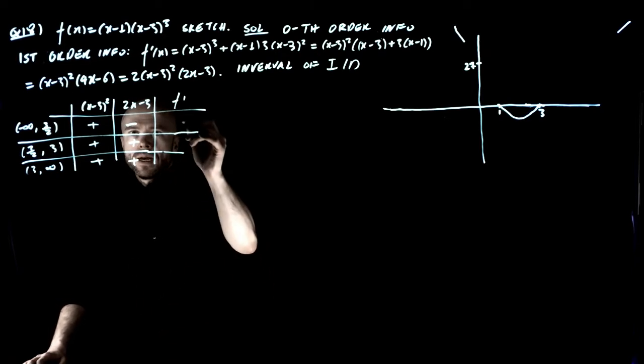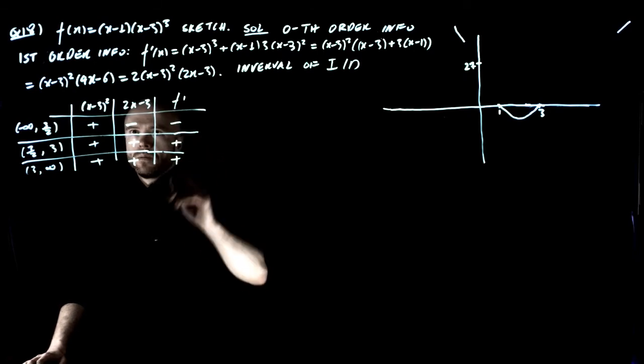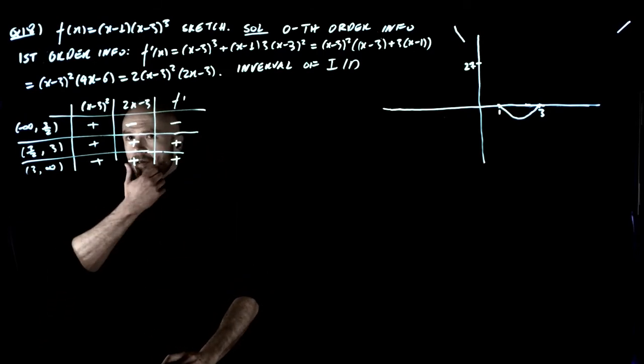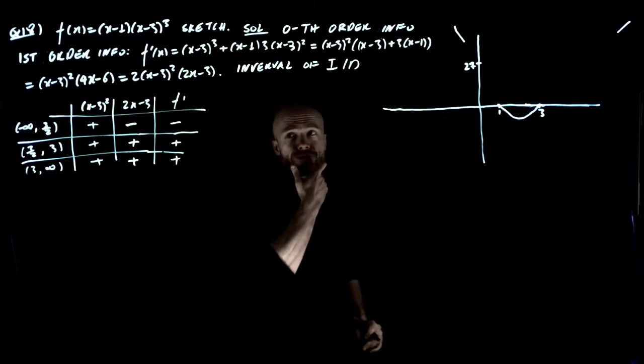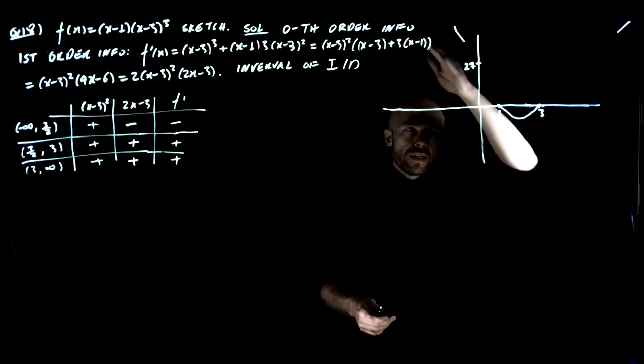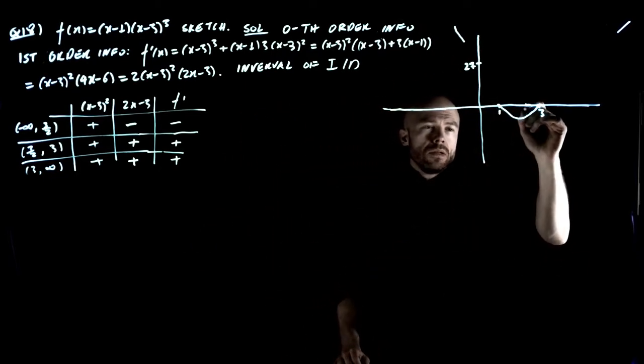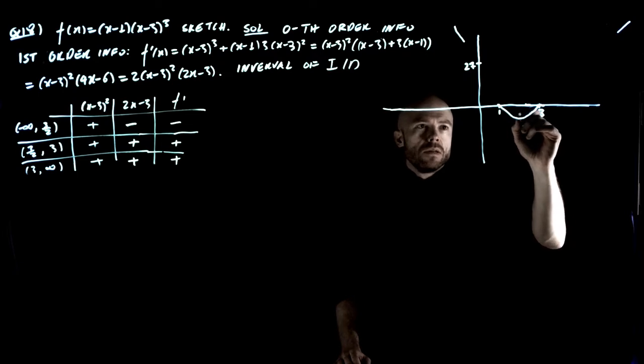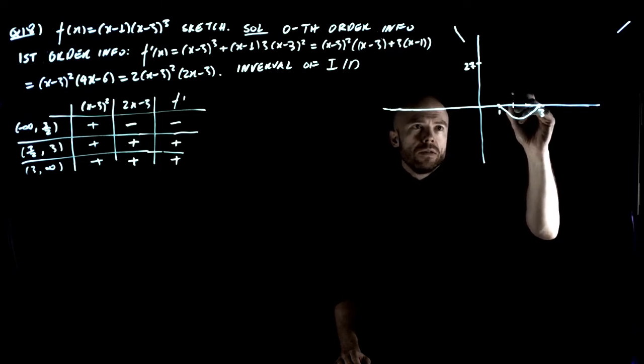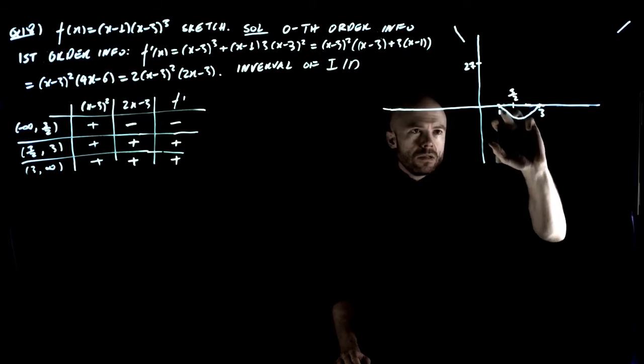So we have negative, positive, positive. All right, let's see if that makes sense with what we have. Yeah, so negative slope, we're going down, down, down, down till we get here, which is 3 over 2. So it's going to be around here. This is 3 over 2.